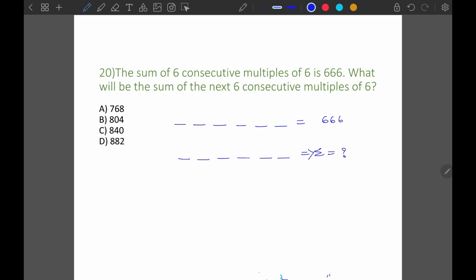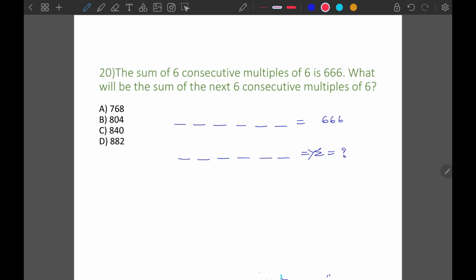First, if we are trying to solve this question, we should be aware of one point: what does it mean? The sum of the next 6 consecutive multiples of 6 after the first set. Let us suppose this first set's last number is 36. Then the second set should start with the next multiple of 6, that is 42, and the next consecutive multiples will go on like 48, 54 and so on. This is the actual meaning of the question, and I hope you got a good understanding of it.